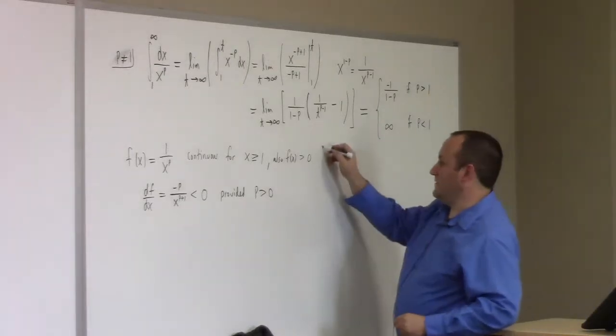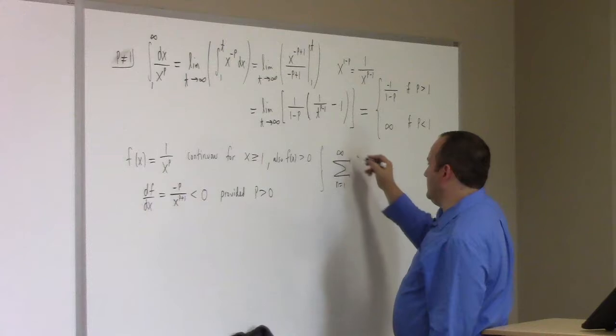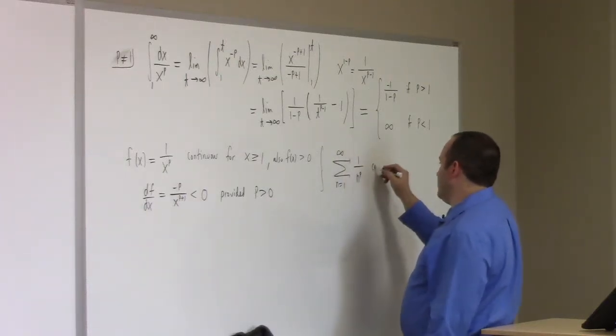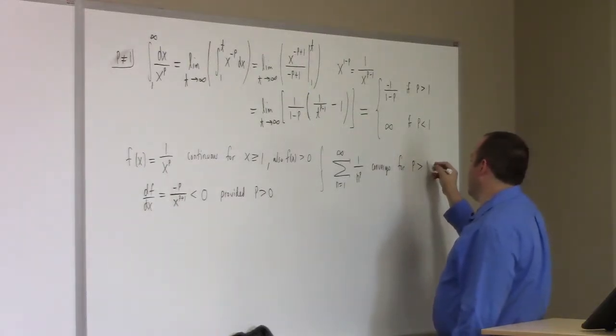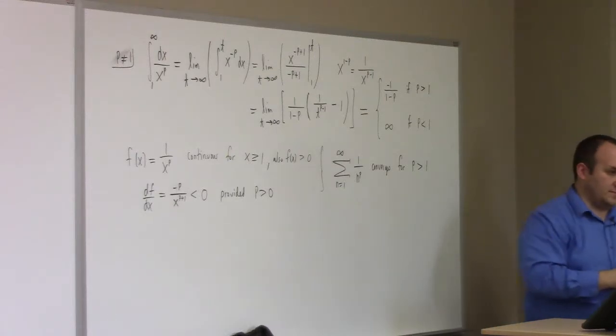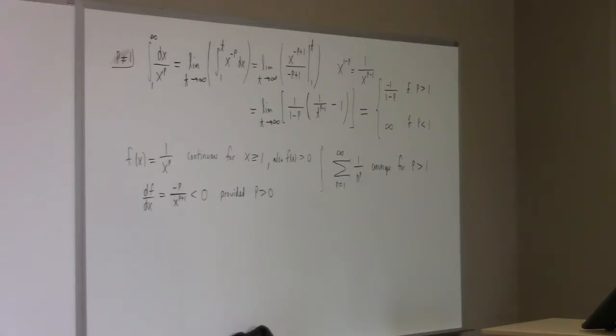And so from this, I can reason that the sum n equals 1 to infinity of 1 over n to the p converges for p greater than 1. It is in fact true that the 1 over n to the p series diverges if p is less than 1, but technically I shouldn't use the integral test to show that, because f is not a decreasing function in that case, is it?